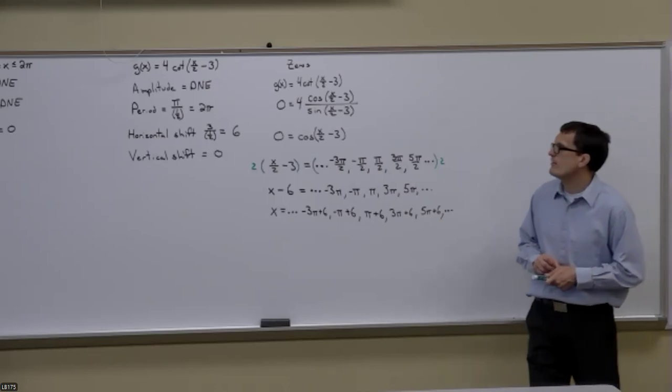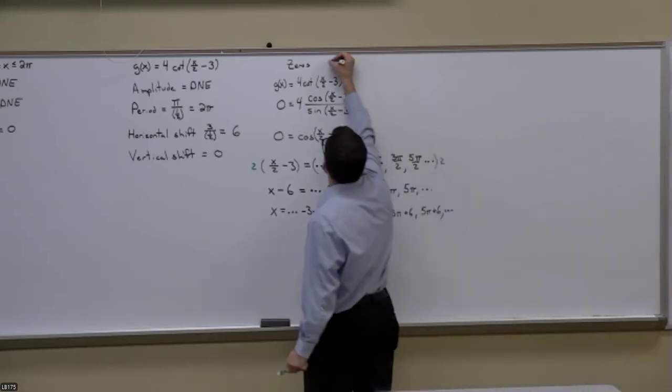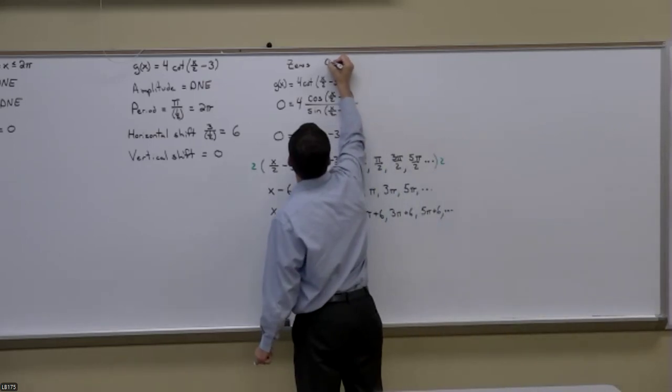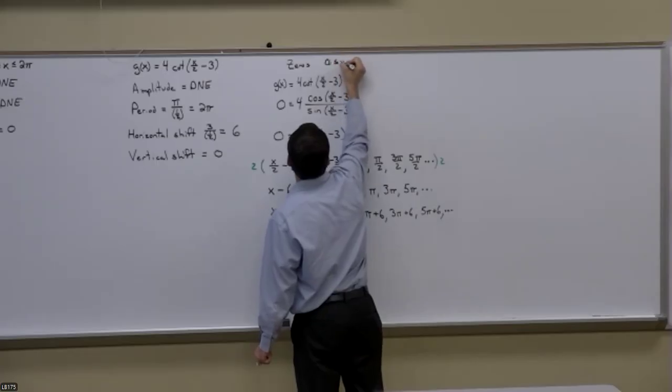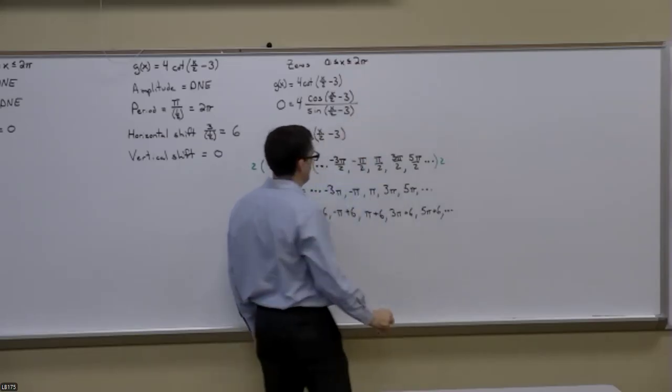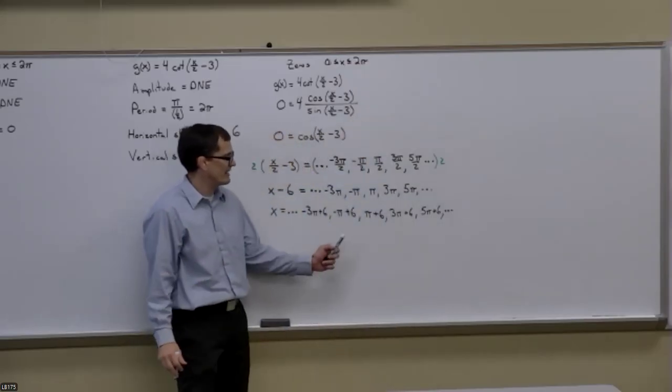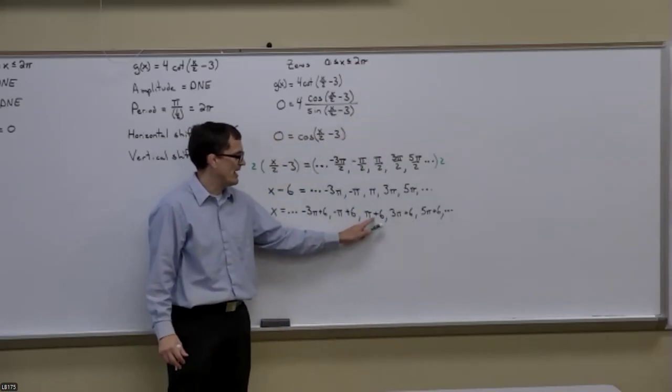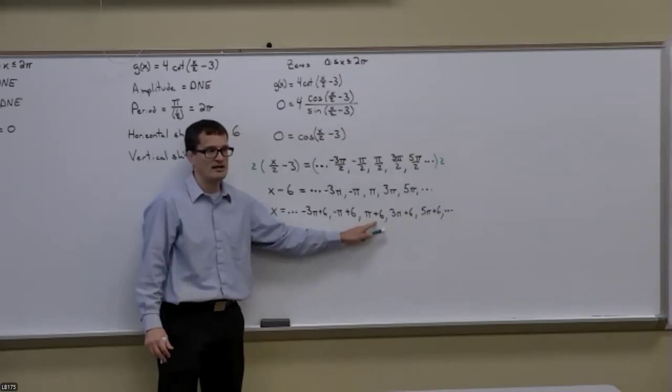Now, we wanted the zeros from 0 to 2 pi. If we're looking at the x values that are going to give us 0 between 0 and 2 pi, I have to take into account that 6. Like pi plus 6 is more than 2 pi. Does that make sense?